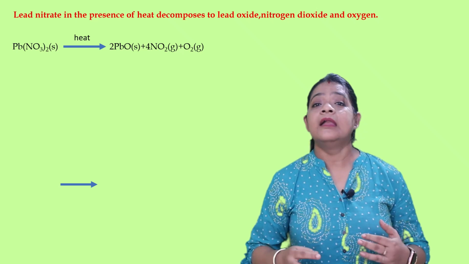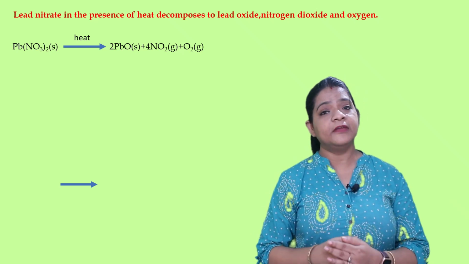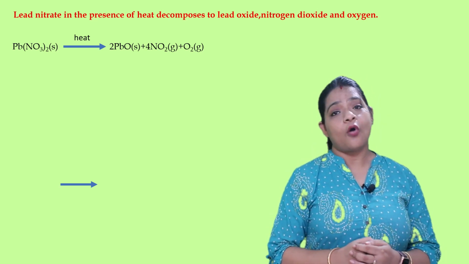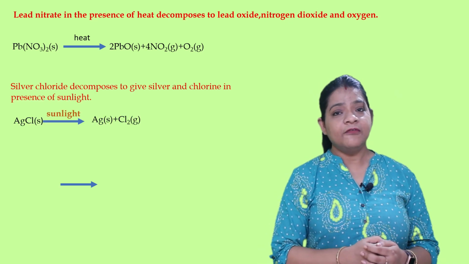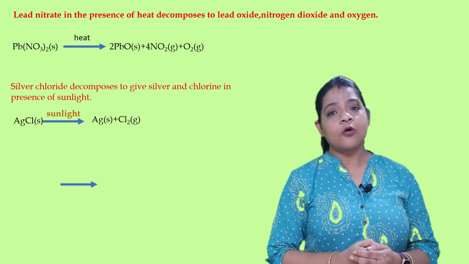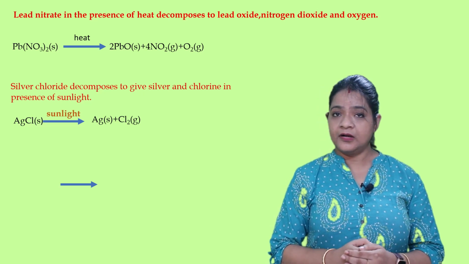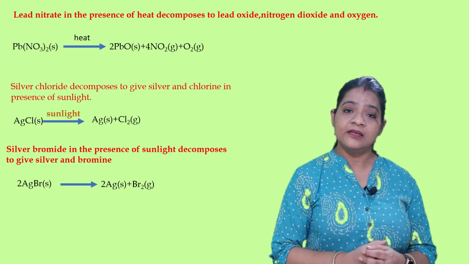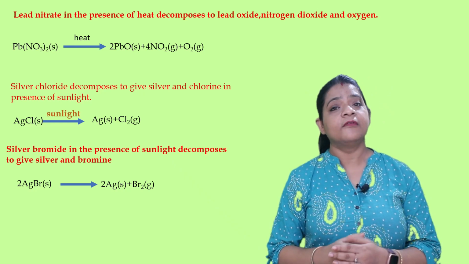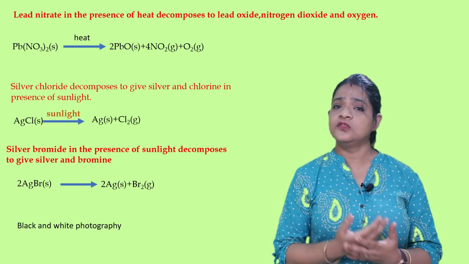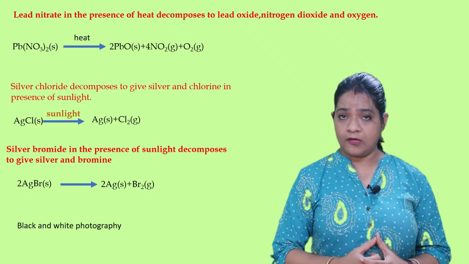Some other examples of decomposition reactions are lead nitrate, which in the presence of heat decomposes to lead oxide, nitrogen dioxide and oxygen gas. Silver chloride in the presence of sunlight decomposes to give silver and chlorine gas. Silver bromide in the presence of sunlight decomposes to give silver as well as bromine gas. So basically this is used in black and white photography.